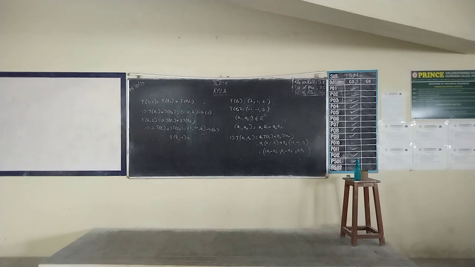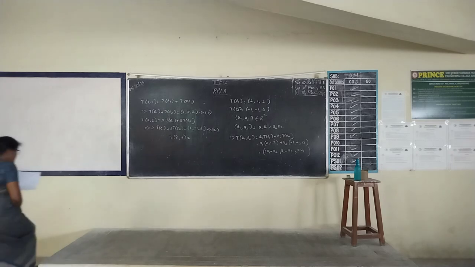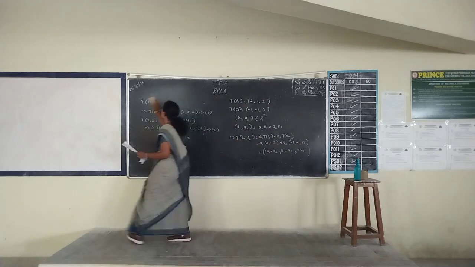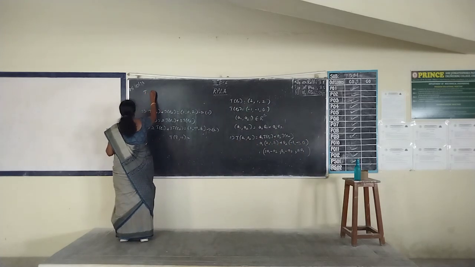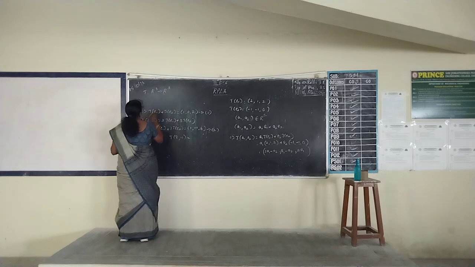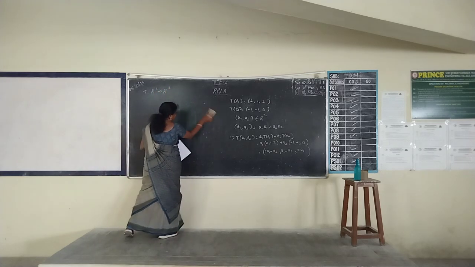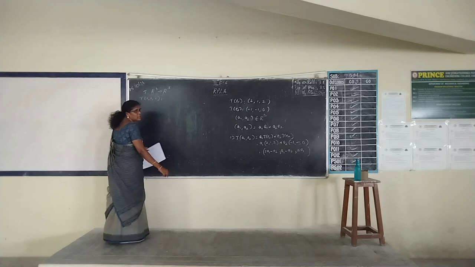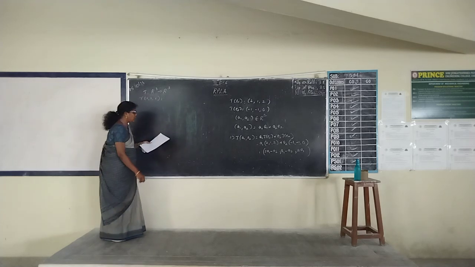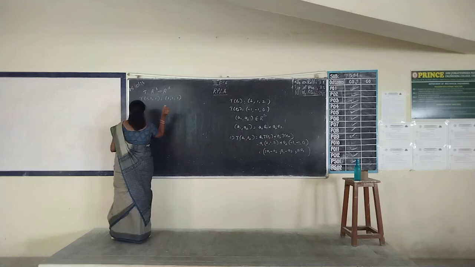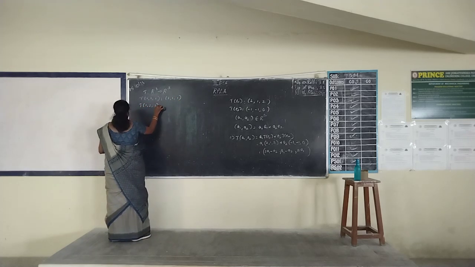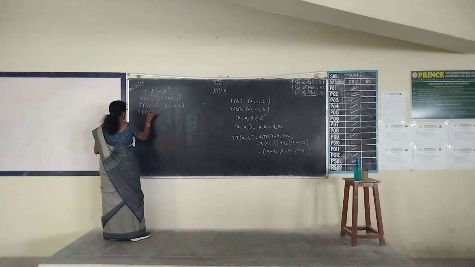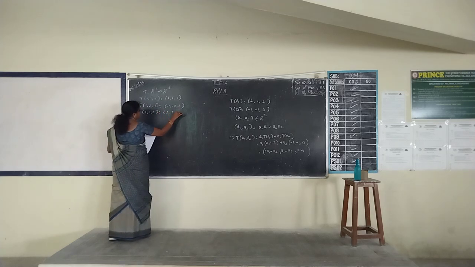So take the next one. Find a linear transformation T from R cube to R cube such that T of (1, 1, 1) is equal to (1, 1, 1), T of (1, 2, 3) equal to (-1, -2, 3), T of (1, 1, 2) equal to (2, 2, 4).